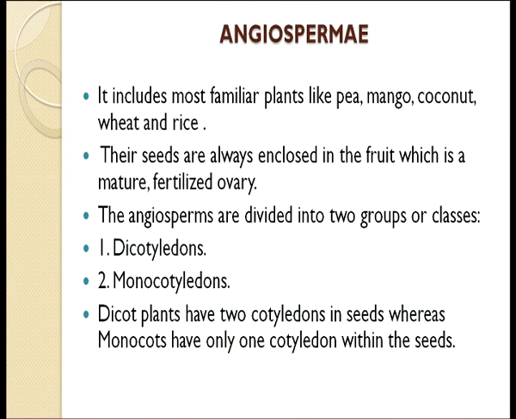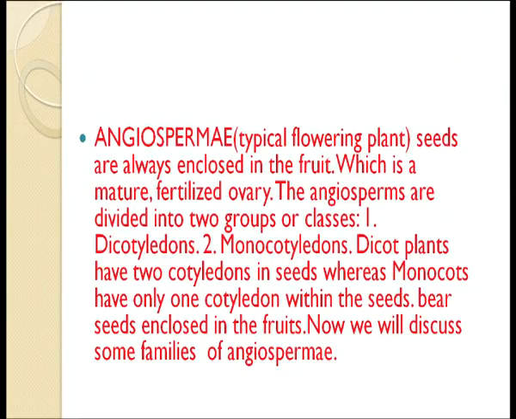It includes most familiar plants like pea, mangoes, coconut, wheat and rice that we see around us. It's a typical flowering plant. Seeds are always enclosed in the fruit, which is a mature fertilized ovary. The angiosperms are divided into two main groups or classes. First is your dicotyledon, as I told you earlier, and the second one is monocotyledon.